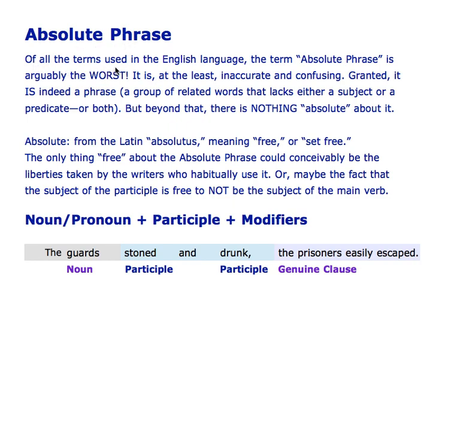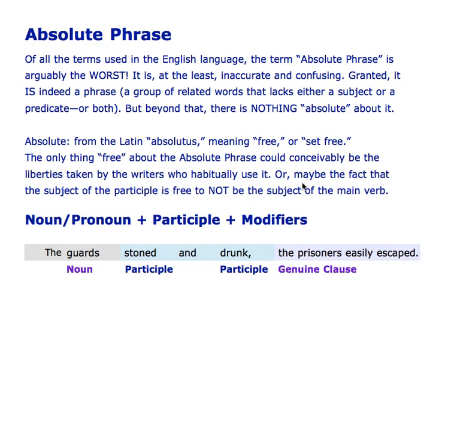Of all the terms used in the English language, the term absolute phrase is arguably the worst. It is at the least inaccurate and confusing. Granted, it is indeed a phrase, a group of related words that lacks either a subject or a predicate, or both. But beyond that, there's nothing absolute about it. The word absolute, from the Latin absolutus, means free or set free.